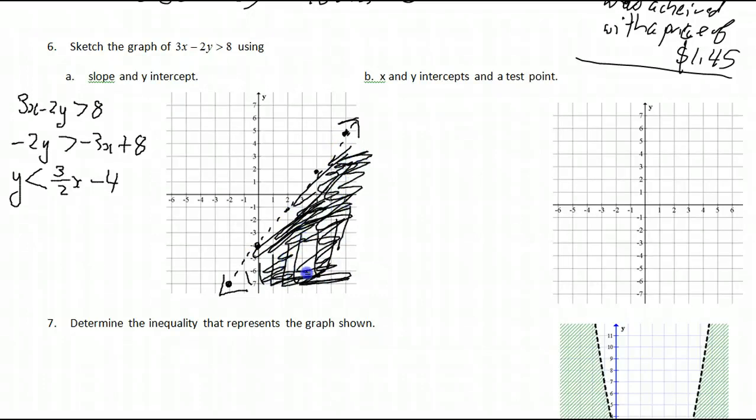So we're shading this. A dashed or broken line tells us the solution does not include any of the points on the line, but any point that's below the line works. Okay, what if you do this with x and y intercepts and a test point?